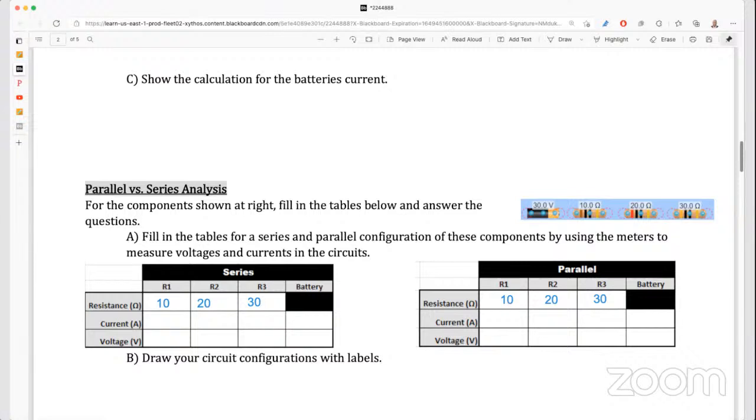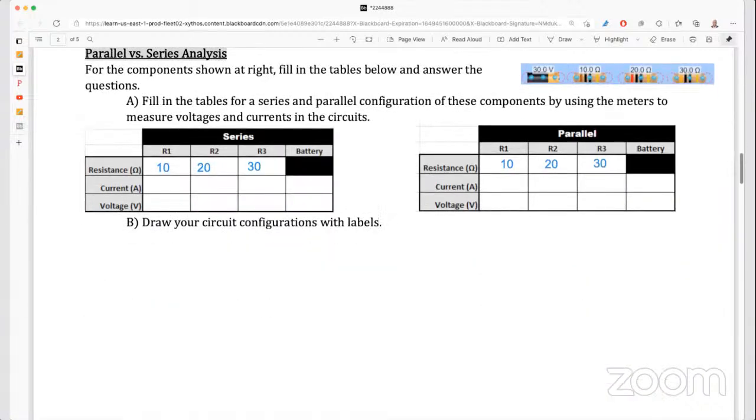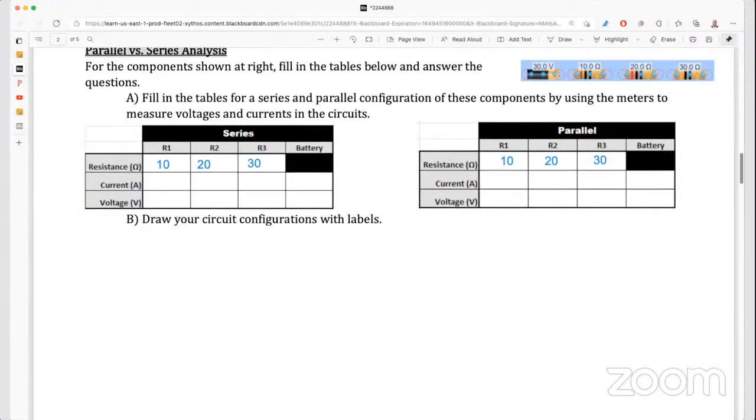ohms in series, and then 10 ohms, 20, 30 in parallel, and then use your ammeter and voltmeter to measure the currents and the voltages, and just fill up these 2 tables. And then you can take a screenshot of your circuits and then paste it here for the series and parallel, or you can just draw the circuit.